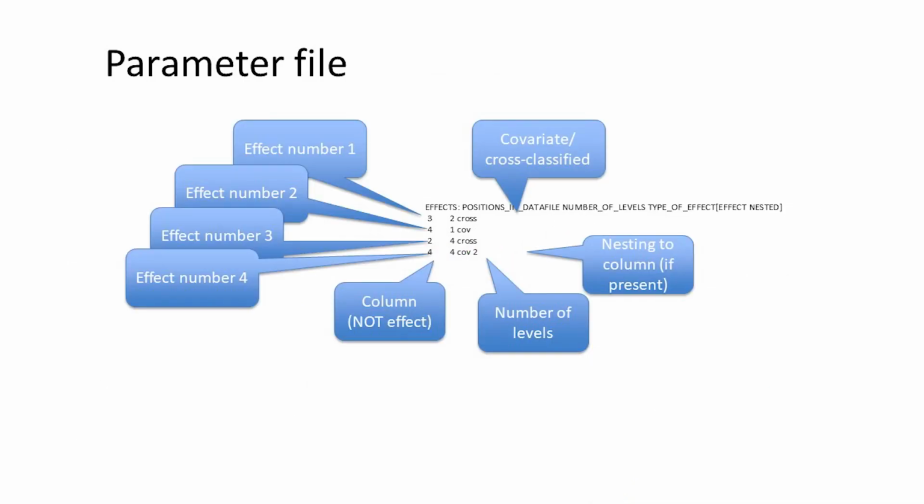So just to summarize, this thing is effect number 1, 2, 3, 4. It's just the order of reading. The number that you put here is the column, not the number of the effect. So people get confused because the software says effect number 2, and they look at the 2 here, but effect number 2 is actually this one. And then you tell the number of levels, and then you tell if it's covariate or cross-classified, and if you need to do this thing of assigning covariates to specific animals, you put a number here.